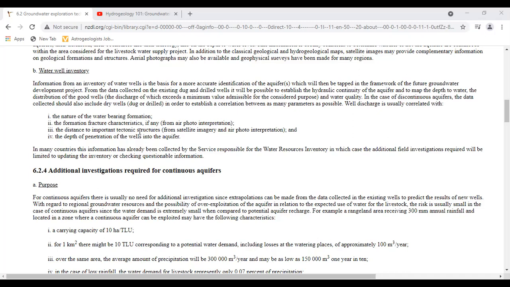The tectonic forces also form some fault zones, fractures, and joints, because those tectonic plates are not constant; they always move relative to each other, in convergent or divergent processes. So, next, the depth of penetration of the wells into the aquifer.